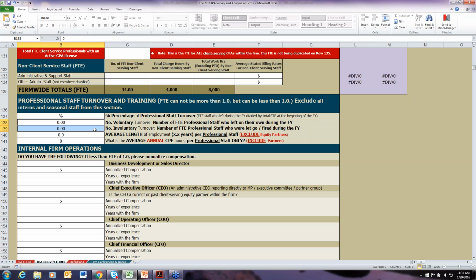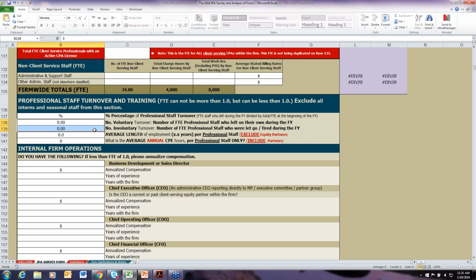Rows 138 and 139 are looking for voluntary and involuntary turnover. We're looking for actual FTE numbers here, not percentages. The full-time equivalent number of professional staff again includes all professional staff, paraprofessionals, and all partners who left the firm on their own. Be sure again to exclude all interns and seasonal staff. Professional staff who left on their own should be counted in row 138, and professional staff who were let go by the firm should be included in row 139.